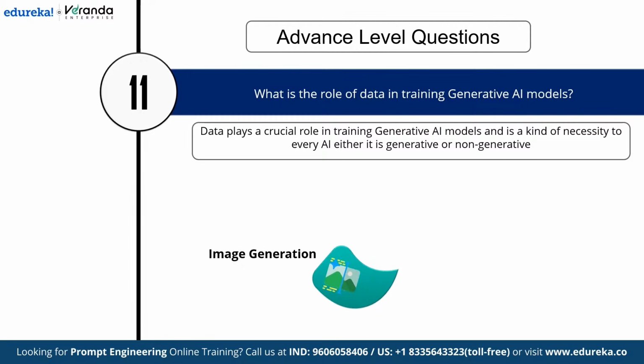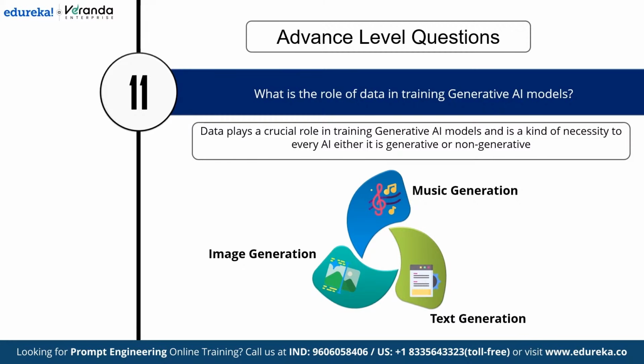First, in image generation. For models like GANs, large datasets of images are used to teach the models how to generate realistic images. Next, text generation. For models like GPT-4, vast text from various sources like books, articles, and websites are used to train the model to understand and generate human-like text. And next, in music generation. Models trained on large collections of musical compositions learn patterns in melody, harmony, and rhythm to generate new music.